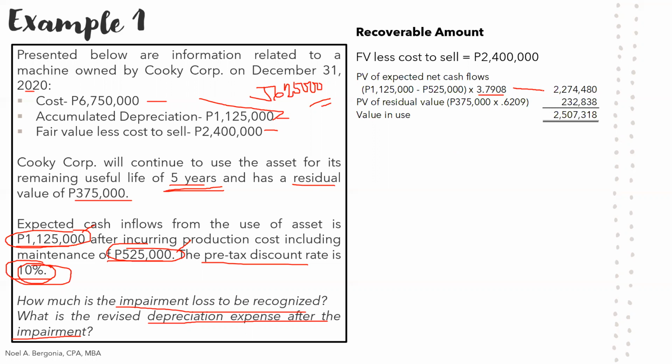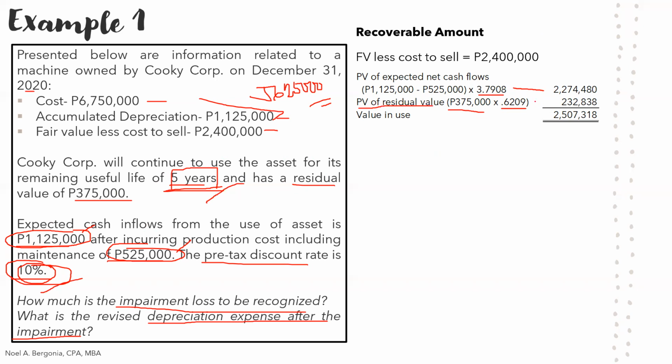Does it stop there? No. Kasi ang sabi po kanina in the theoretical discussion, any amount that we are expecting to receive after the useful life of the asset should also be part of our future cash flows. So itong next would be the present value of the residual value na 375,000. Since we will be expecting to receive that after 5 years, it's not an annuity. This present value factor of 0.6209 is the present value of a single payment using 10% at 5 years.